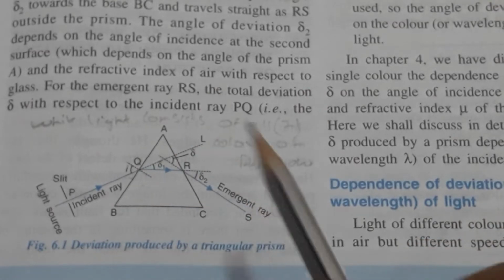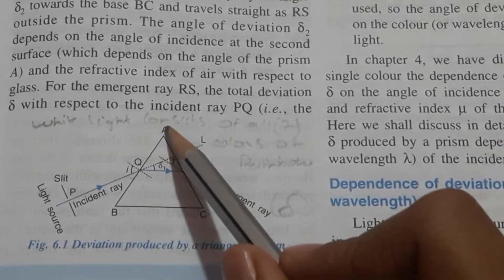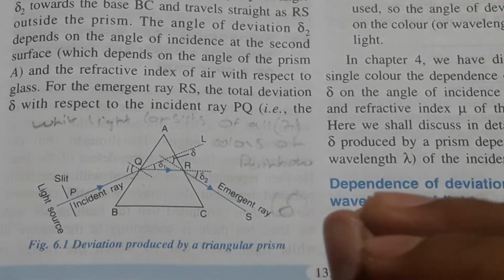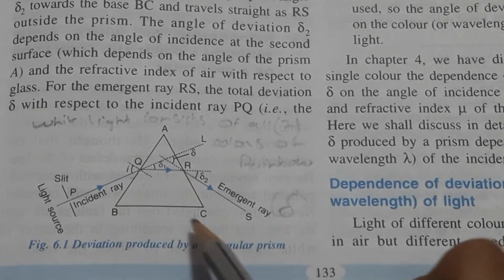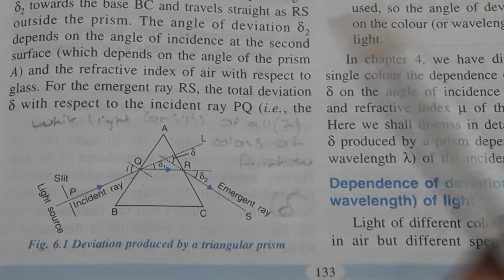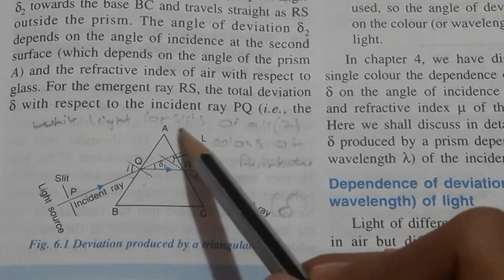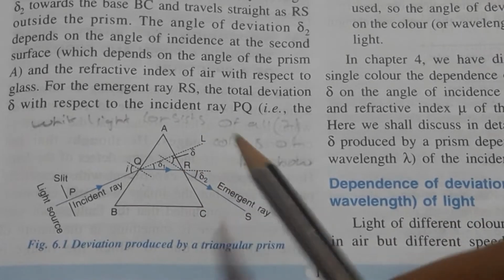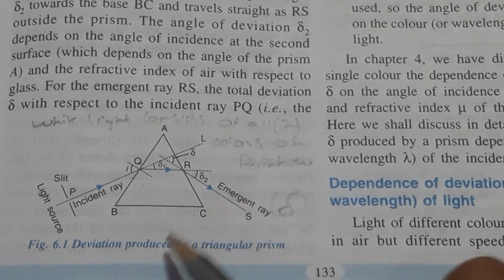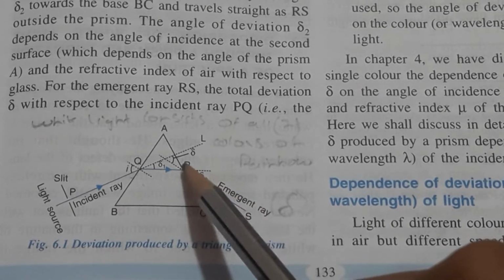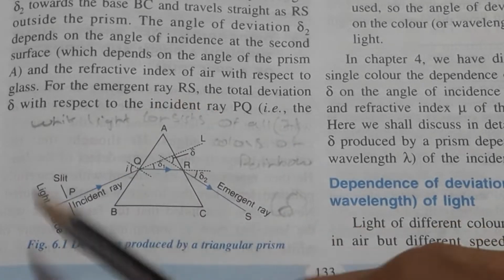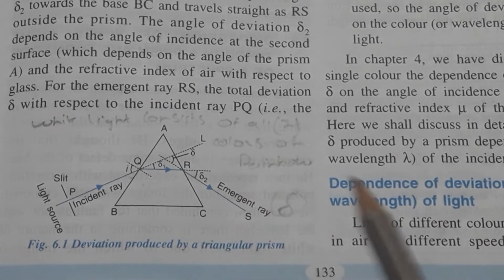In our previous video we have already discussed that a prism has two refractions, two deviation points. This deviation is called refraction and this is called the refracted ray. Again, on striking the second surface, that is AC, deviation 2 takes place towards the base. What is the base? BC. Again it moves towards the base, and this ray RS is called the emergent ray. So this is called deviation produced through the triangular prism.